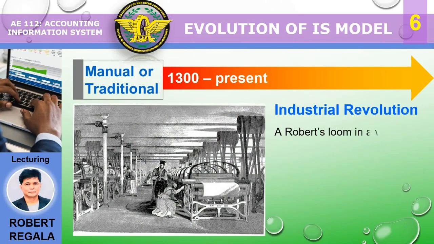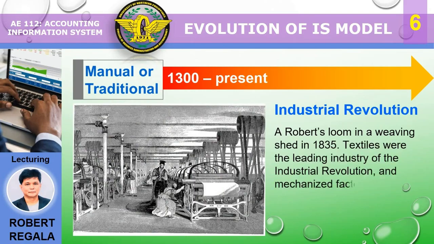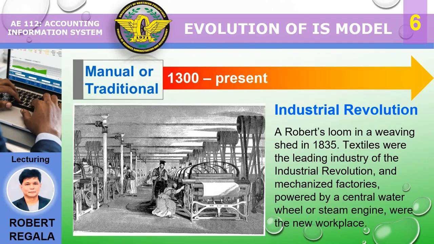The Industrial Revolution. The Industrial Revolution was the transition to new manufacturing processes in Europe and the United States in the period from about 1760 to sometime between 1820 and 1840. This transition included going from hand production methods to machines, new chemical manufacturing and iron production processes, the increasing use of steam power and water power, the development of machine tools, and the rise of the mechanized factory system.